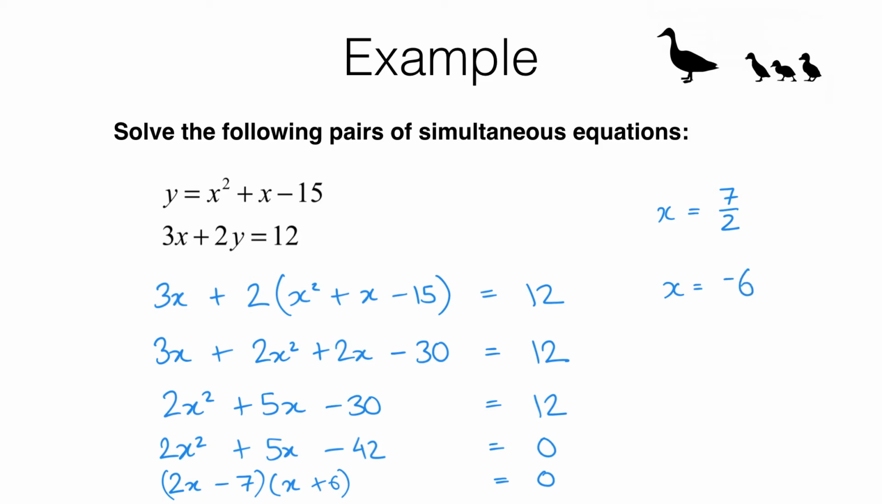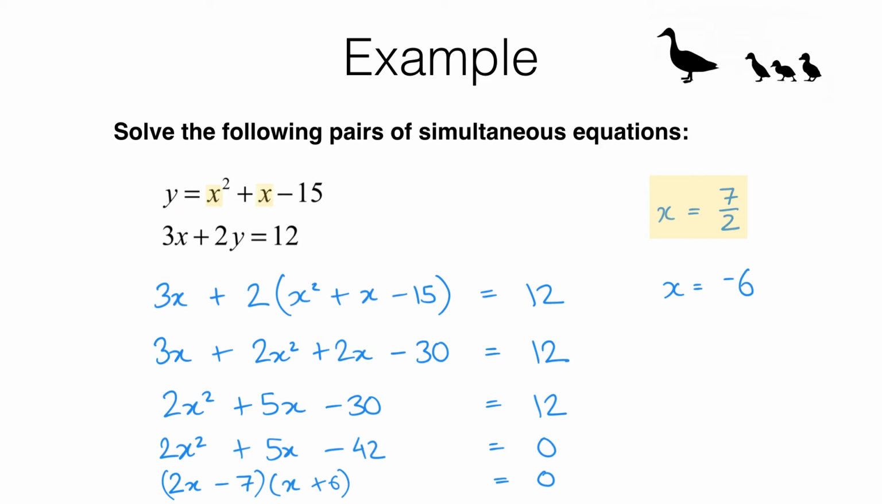We still need the corresponding y values to go with these x values. It doesn't matter which equation we substitute them into, although one might be easier than the other. In this case, I'm going to choose the first equation because if I substitute an x value into it, I get my y value straight away. I don't have to do any further rearranging, which I would have to do if I substituted into the second equation. So let's substitute x equals 7 over 2 into this equation.